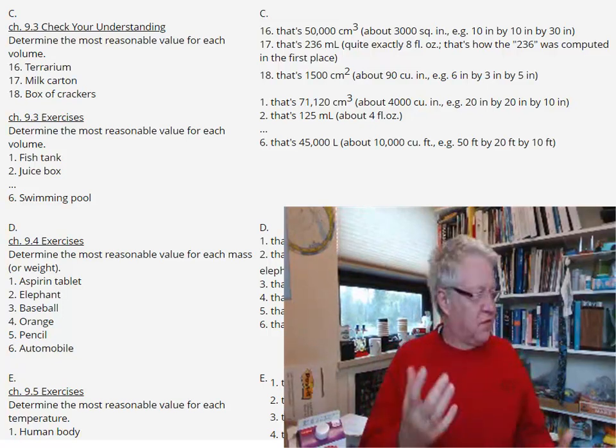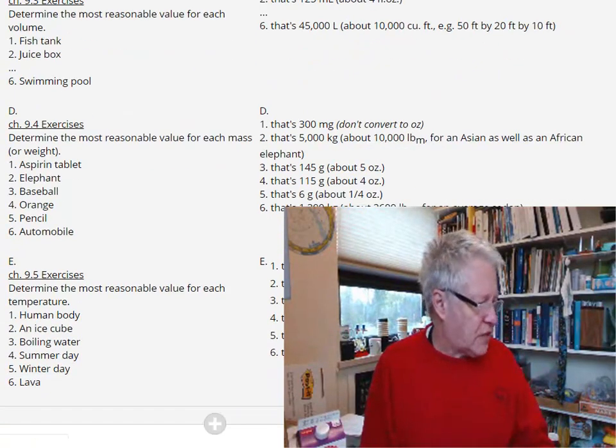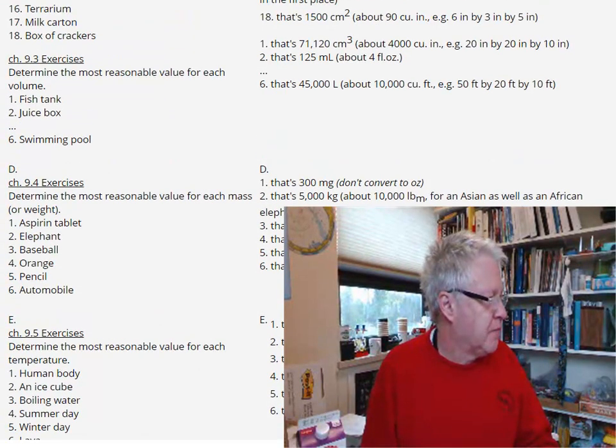Box of crackers. I don't have a box of crackers here, but 1,500 cubic centimeters makes the most sense. Notice another little typo here, so I will fix that as well. Let's see, fish tank. I'm going to cough, which means I'm going to pause. All right, I'm back. So for the fish tank, the most reasonable answer, apparently, is 71,000 cubic centimeters.